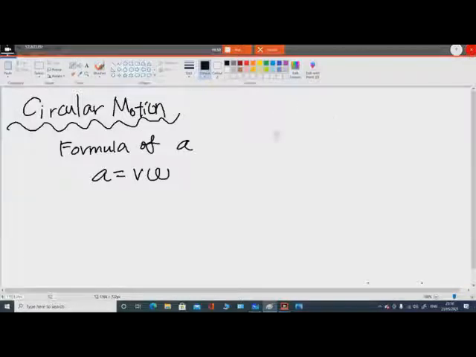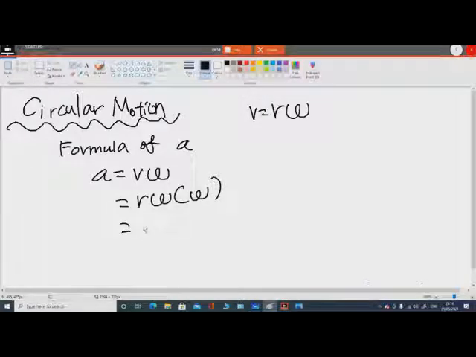Just now we mentioned the relationship between the linear velocity and the angular velocity, which is given by the formula v equal to r omega. Basically we can directly substitute this v into here. So v is equal to r omega, and this one is another omega. So finally we get a is actually equal to r omega square.